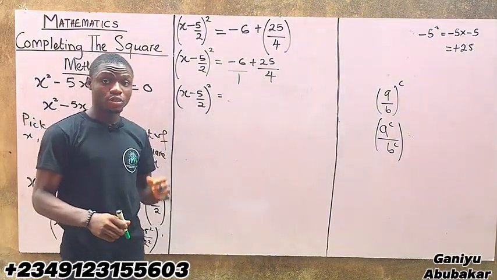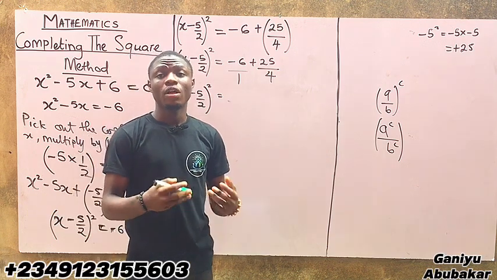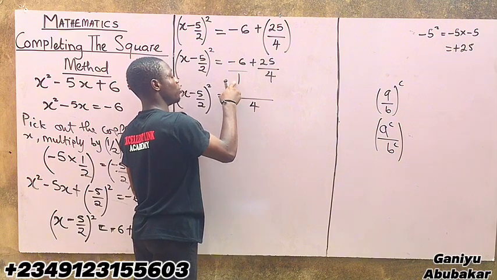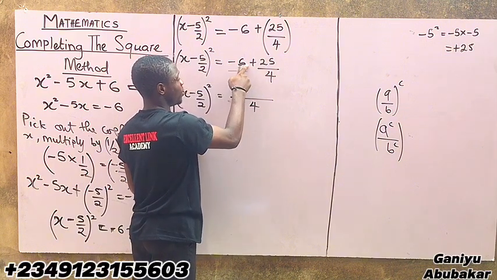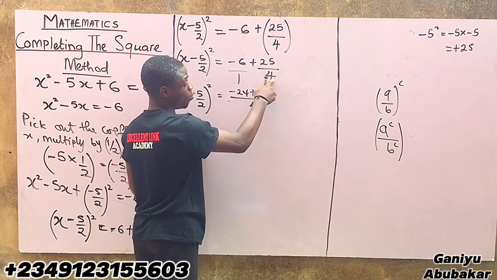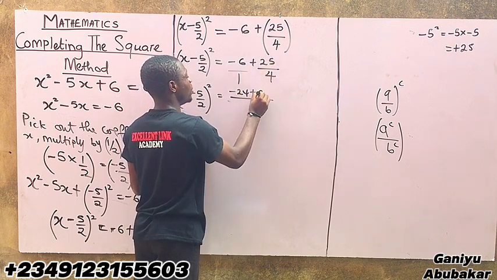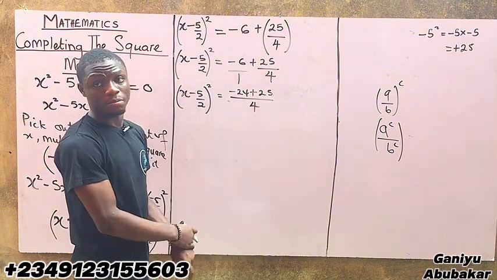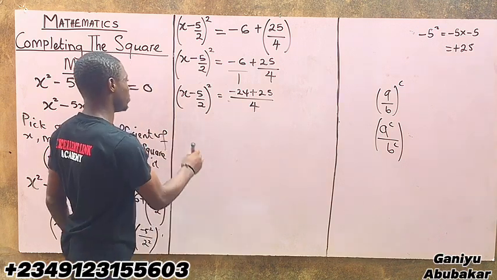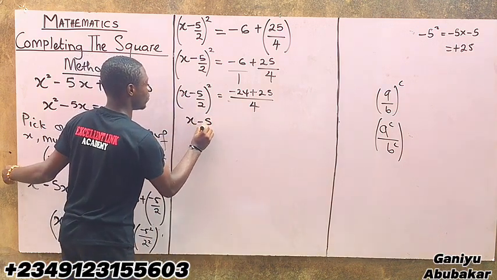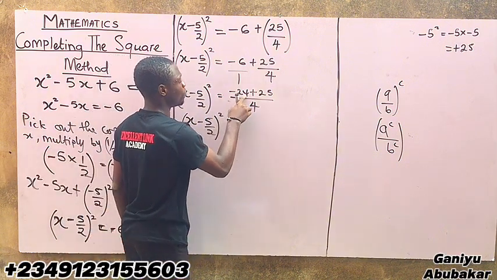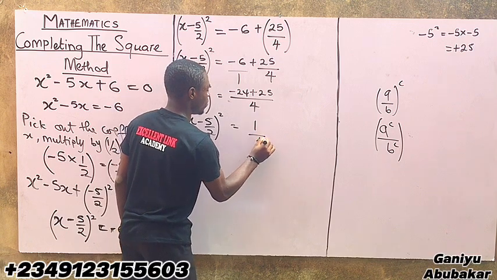My next task here is to look for the LCM. So my LCM here becomes 4. 4 in 1 is 4, and 4 multiplied by minus 6 will give minus 24. This plus will come down. 4 in 4 is 1, and 1 multiplied by 25 will give 25. This is an addition of fractions, so you should be quite familiar with this. So from here, I'll have (x minus 5 all over 2) all squared is now equal to minus 24 plus 25, which will give 1 all over 4.